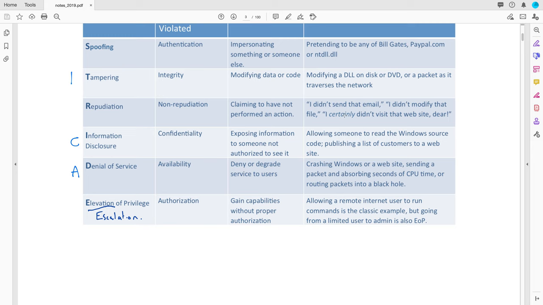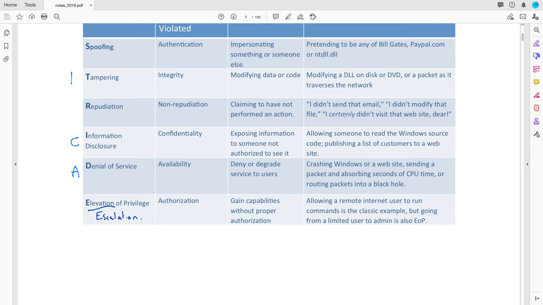Okay, spoofing, tampering, repudiation, information disclosure, denial of service, and elevation of privilege. Sometimes I always call it escalation of privilege. They're kind of interchangeable terms. Okay, so let's go through these and try to understand what each of them are.